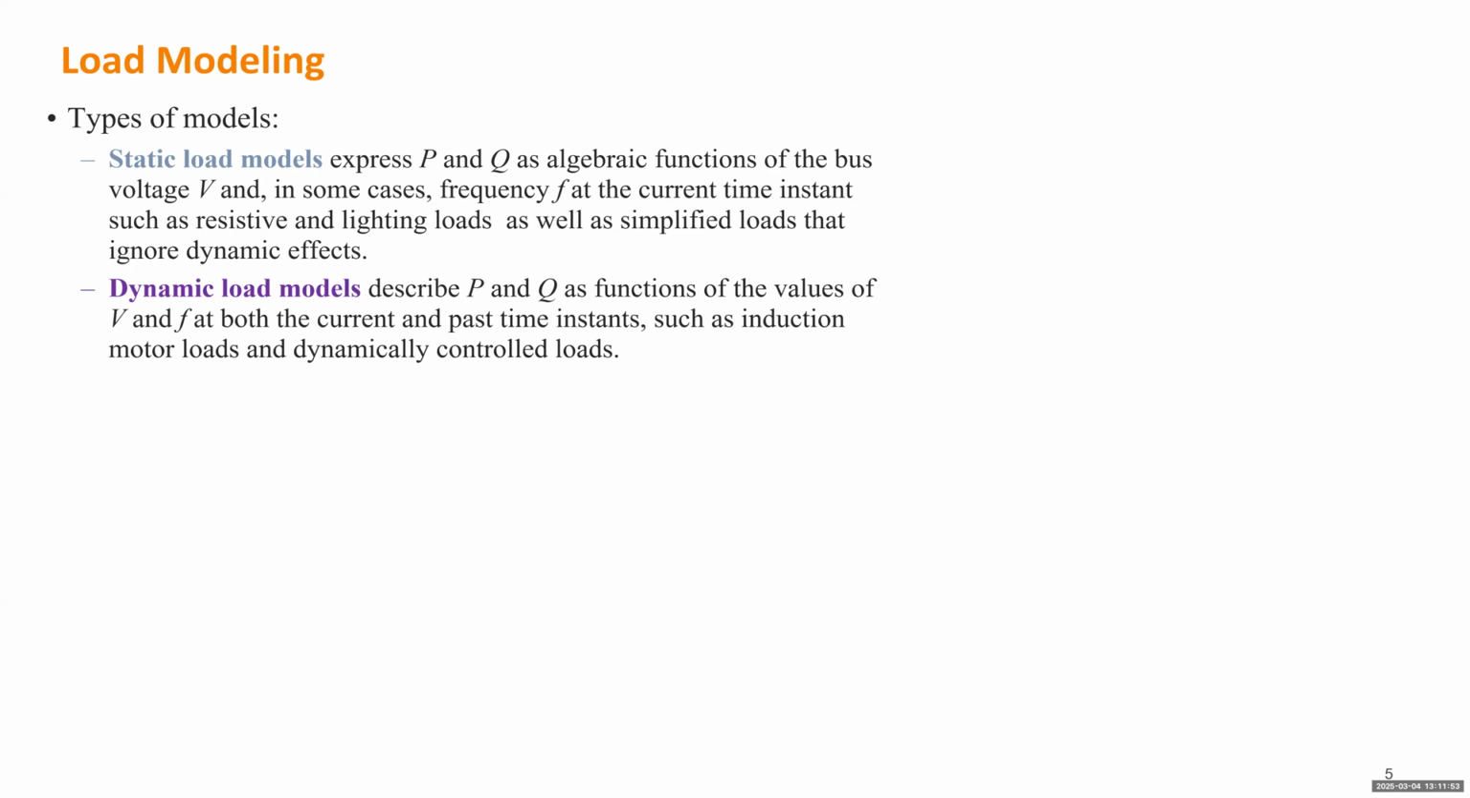Compared to the static load model, the dynamic load models model P and Q as functions of the values of voltage and frequency at both the current and past time instants, which means it does depend on the history. Which means only knowing the current value of voltage and frequency right now doesn't fully tell you what the load is.